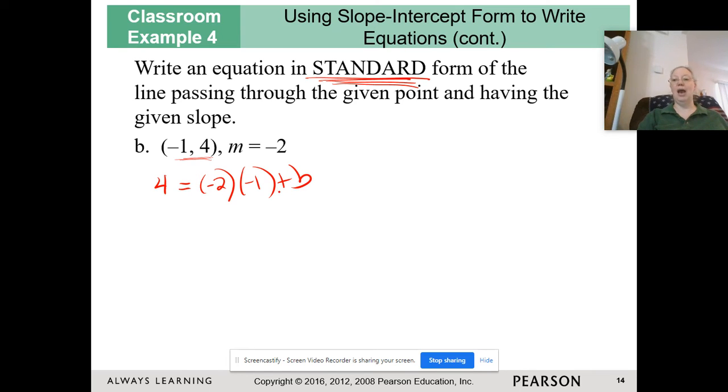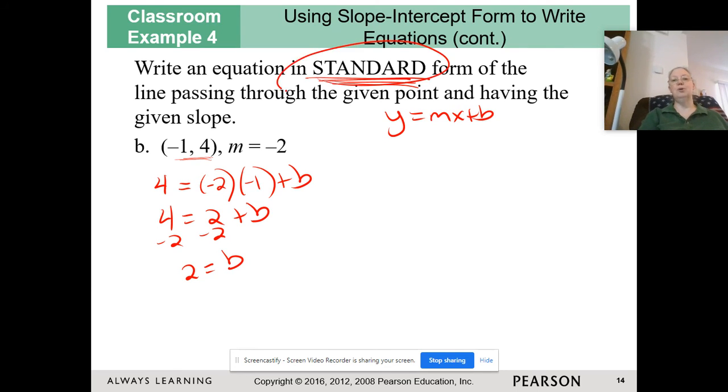We're actually going to have to find b because it's not given to us. So 4 is equal to 2 plus b. Subtract 2. We have 2 is equal to b. Okay, so now I have b and now I have m. So remember, y is equal to mx plus b.